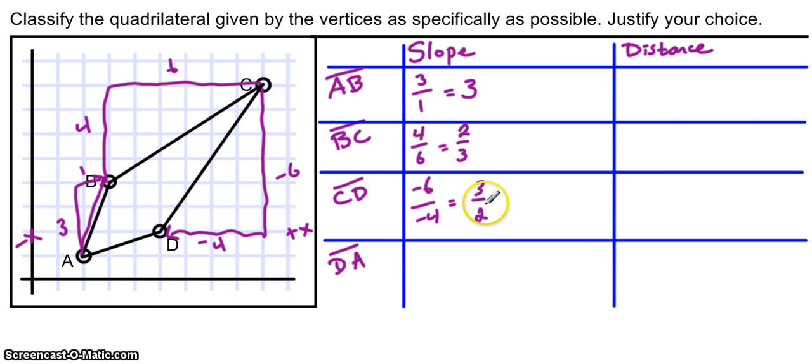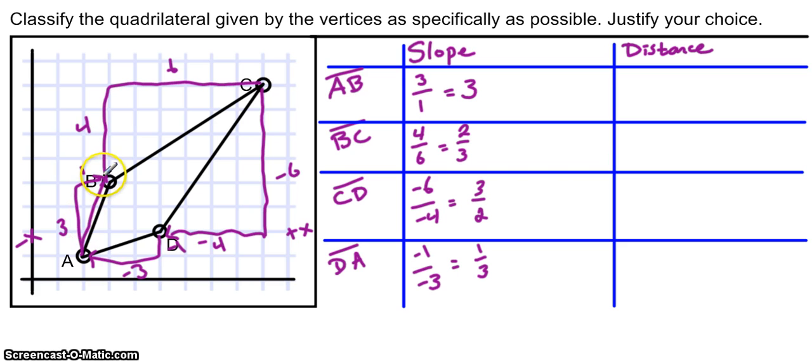So positive 3/2. And then D back to A, going down 1, so minus 1, and back in the negative x direction 3, so negative 3. So my slope will be negative 1 over negative 3, and negative over negative is a positive, so the slope there will be 1/3. Now for distances. Distance is a little trickier, but since I've already found the rise and the run from one point to the next, distance using the Pythagorean theorem will actually be quite easy.